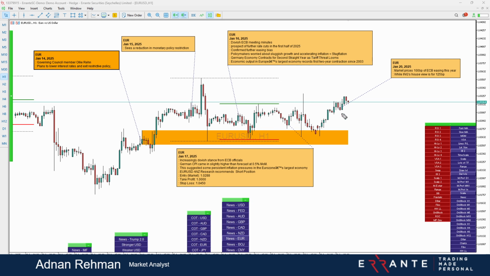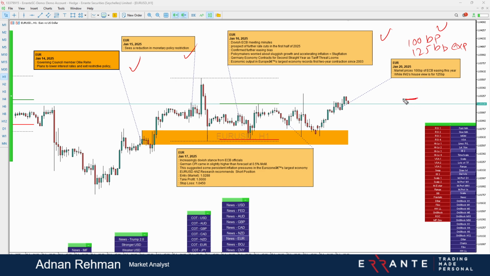What I'm trying to do is explain the whole timeline. And then today we got this: the euro market price is at 100 basis points of a cut from ECB easing this year, 100 basis points. And after the cut, how much will be remaining? It will go to something like 3.75. And even ING is expecting 125 BP. So all of this news is in a negative zone for euro, while keeping the sluggish growth and high inflation in mind.